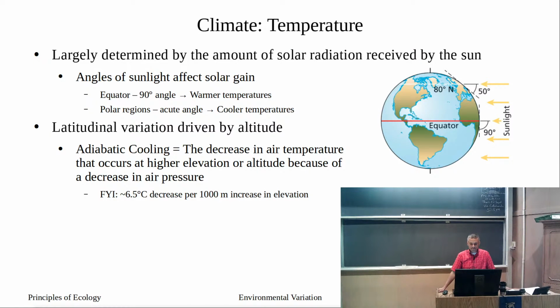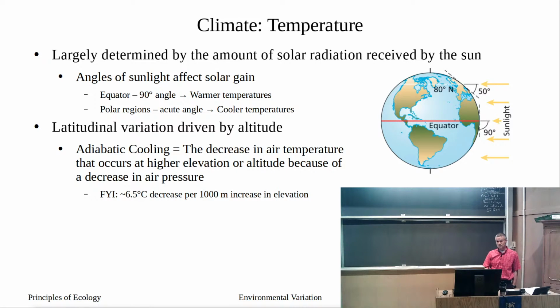So temperature. Temperature is largely determined by the amount of solar radiation that we receive. And that amount of solar radiation depends on where we are on the Earth and what time of year. The angles of sunlight that hit the Earth inform us about the amount of solar radiation. This is pretty easy to see, pretty easy to experiment with.